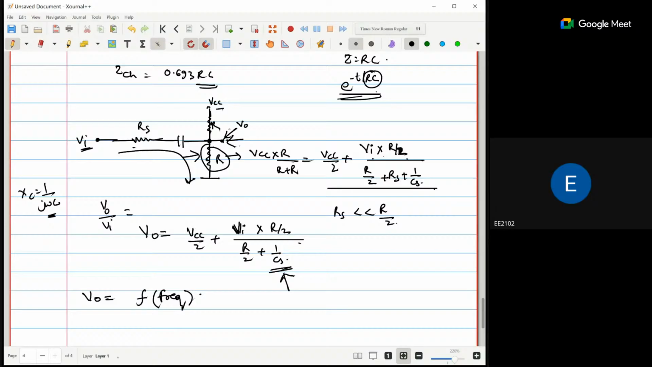Now you can calculate the frequency also using this function. You know the magnitude V naught upon Vi. Now I create the magnitude and calculate the frequency. Calculate the magnitude part and just put in the value, so you can calculate the frequency of it.